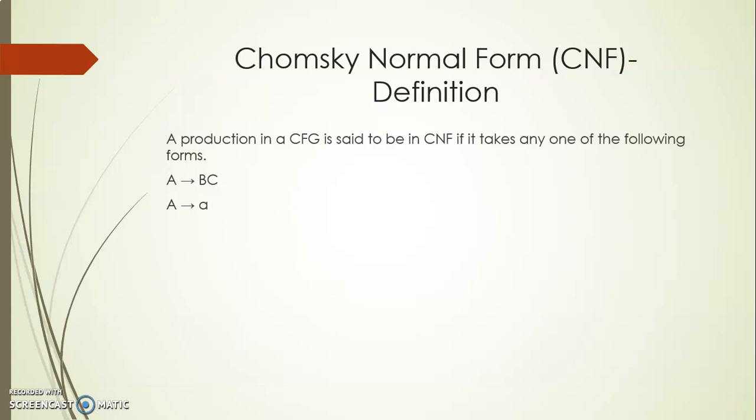A production in a context-free grammar is said to be in CNF, that is Chomsky normal form, if it takes one of the following forms. Each production of the grammar must be either of the form A tends to BC, that is, the right hand side or the body of the production must consist of either two non-terminals or variables, or a single terminal. So if all the productions in the given grammar are in the form of either of these two productions, then we say that the given context-free grammar is in Chomsky normal form.